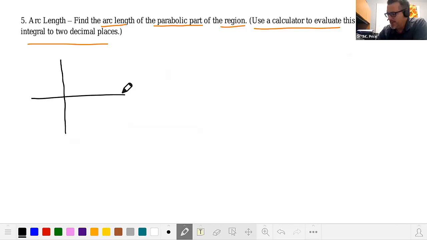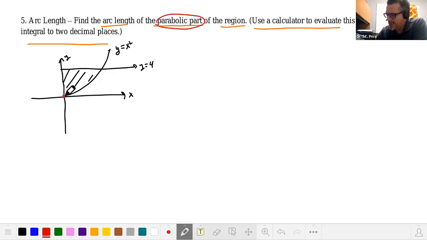So let's first figure out what this thing is actually asking us to do. So remember, we have this y equals x squared right here. We have this y equals 4. We do get a region right here, but it's interested in the parabolic part of the region, which is just this piece from here to there, because that's the part of the parabola. It wants to find that arc length. And so remember, that intersection point is 2, 4.